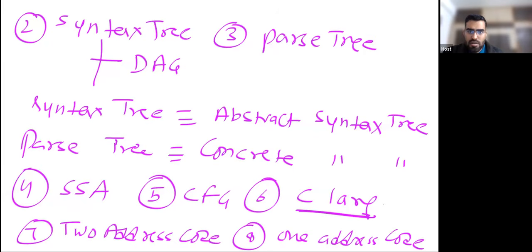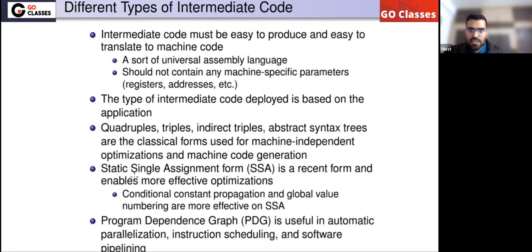Is this clear to everyone? What is an intermediate code? How many different types of intermediate codes do we have? Is this clear? So for example, SSA, static single assignment. For example, quadruple, triple, indirect triple, abstract syntax tree. Okay, static single assignment, control flow graph. This is another name, but control flow graph. And you have DAG.